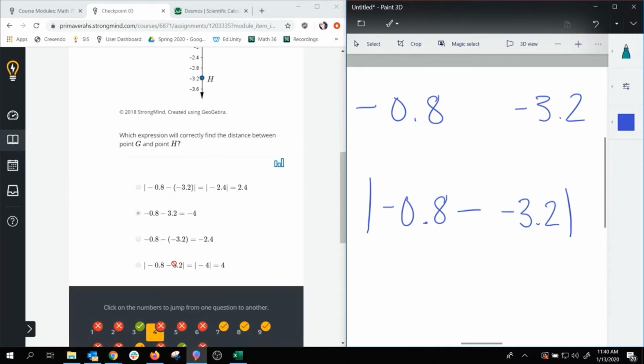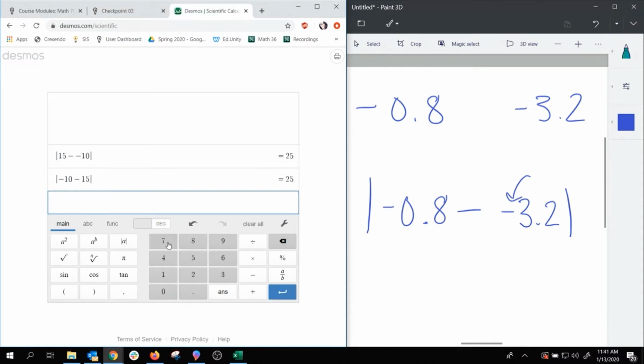And if we look here, this answer choice down at the bottom is missing this negative right here. So this expression is not set up correctly, which means it should be this top one here that tells me it's equal to 2.4. And if we want to double check it, we can as well, which is 2.4.